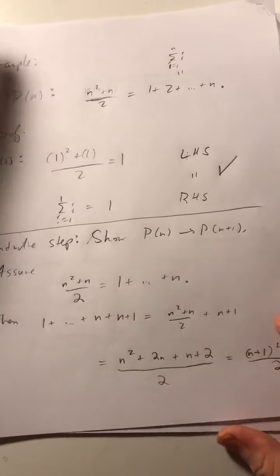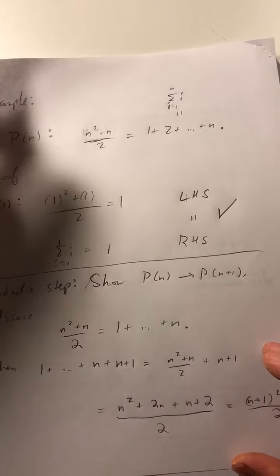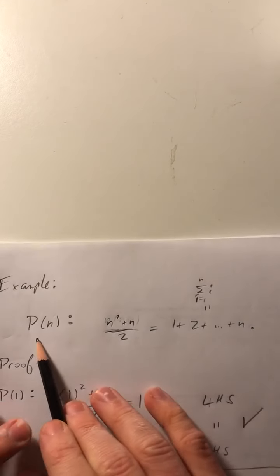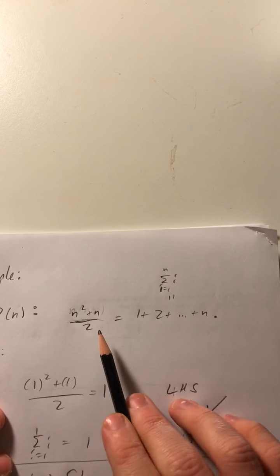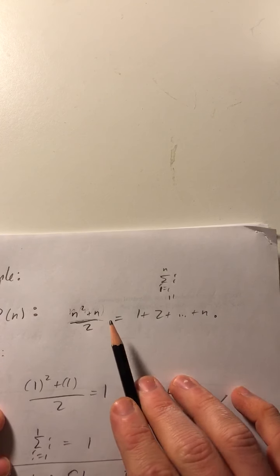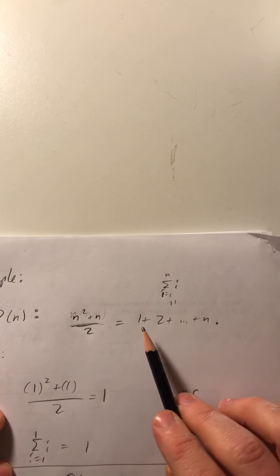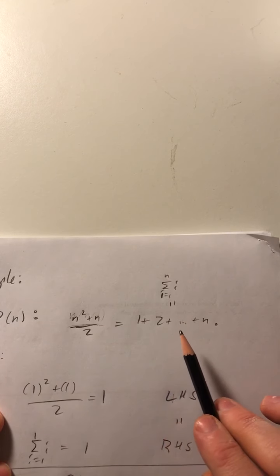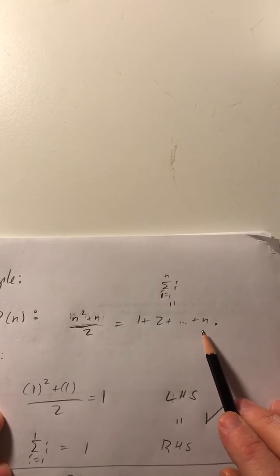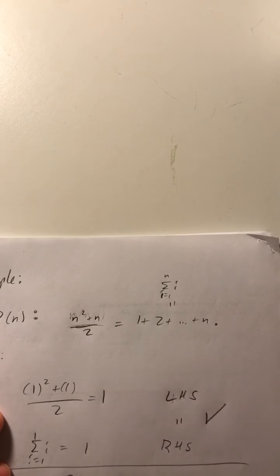Okay, so we just have a few examples here. I'm going to prove the first thing that I wrote on the first page. I have it written differently than I had it written on the first page: my proposition P of n is that n squared plus n over 2 is equal to 1 plus 2 plus 3 plus dot dot dot all the way up to n. Okay? So I want to prove this by induction.